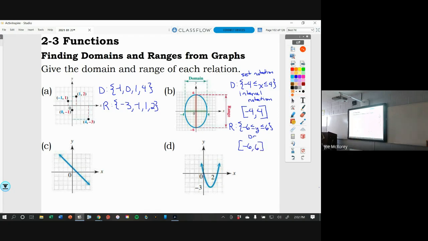C. The domain is all real numbers. Remember, I sometimes wrote that as x is an element of the set of numbers containing the reals. I would just put x is an element of the real numbers. We could also write this in interval notation.